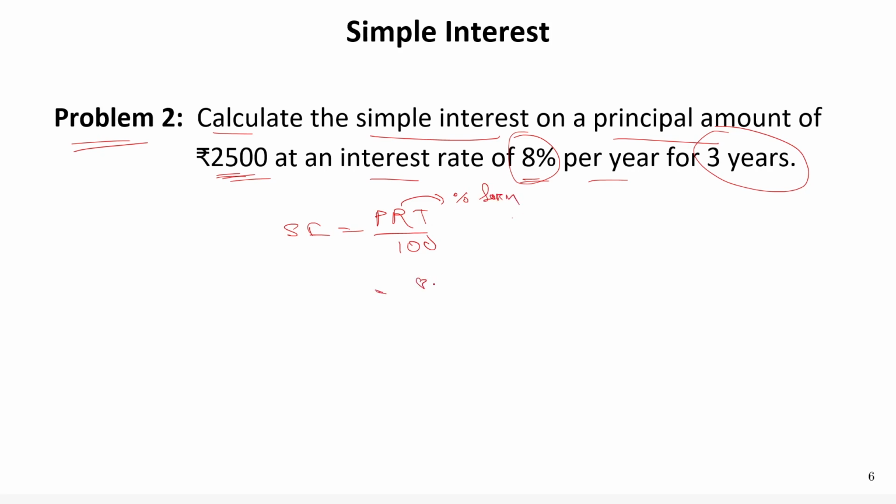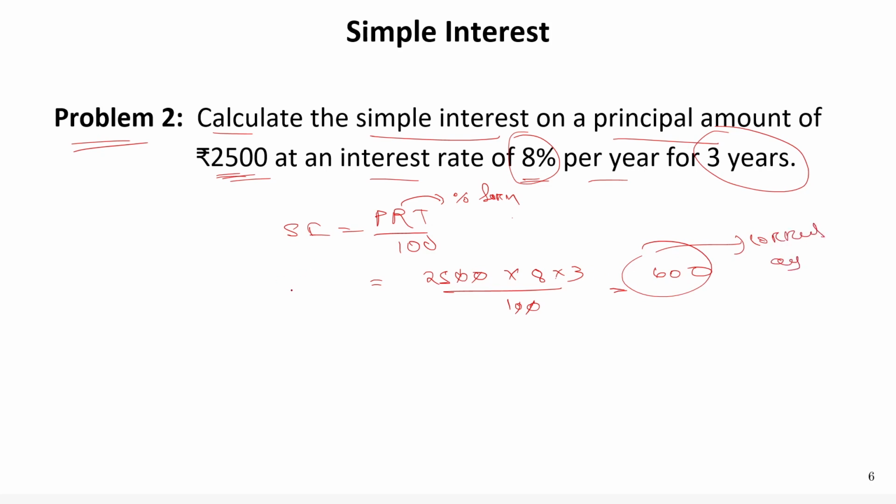In this case, the principal amount is 2500 into 8 into 3, the time period is 3, also in years, so it is by 100. We can cancel out 2 zeros from here. Doing this, we are left with 600, as 25 into 8 is equal to 200, and 200 into 3 is equal to 600. So 600 is the correct answer.